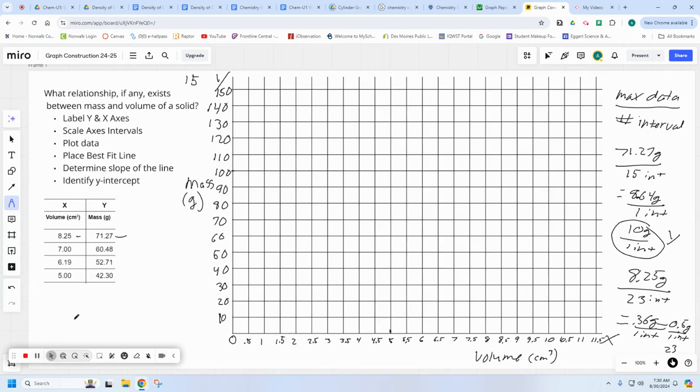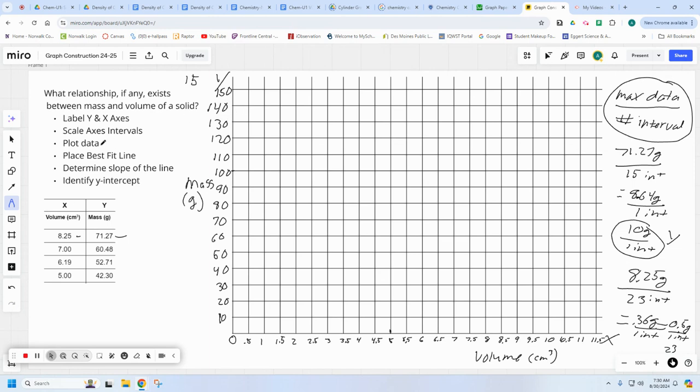I just completed scaling the rest of the y-axis using the scale of going by 10s for every interval. Now I've got both my axes labeled with mass and volume and the units, grams and centimeters cubed, and I've also got them labeled with the intervals on the x of 0.5 and then on the y-axis 10. And remember, I got those intervals by doing the max data divided by the number of intervals for every axis.